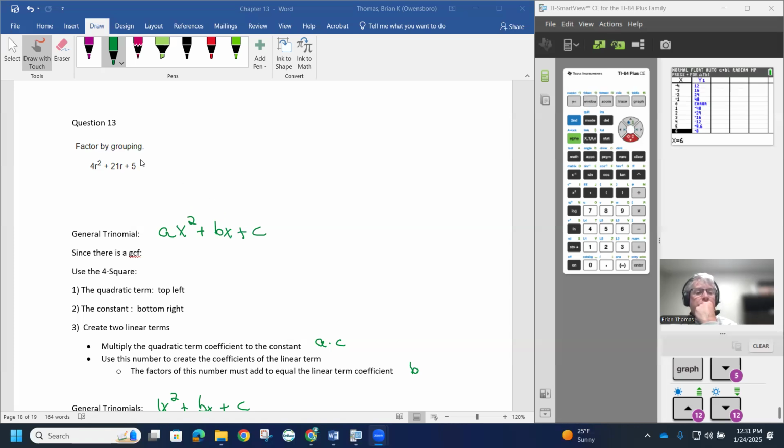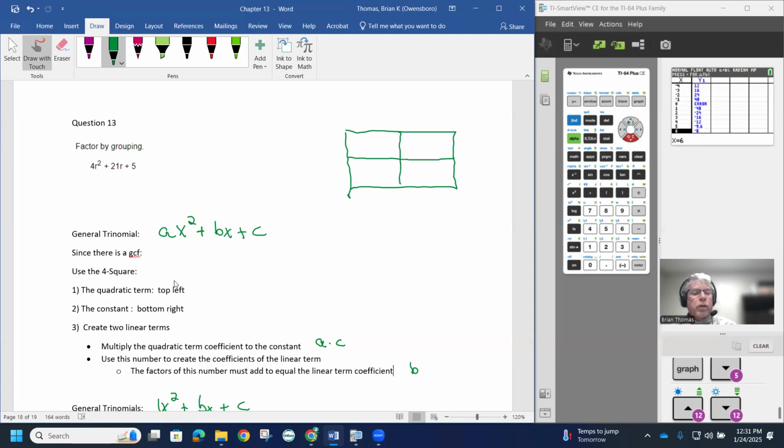So since it says factor by grouping, the strategy first is I like to use the four square strategy. This is my organizer. So this is my grouping way of doing this. So I'm going to draw a rectangle. Make sure you leave yourself some room above and to the side. And then I'm going to partition it off into 4 spots.